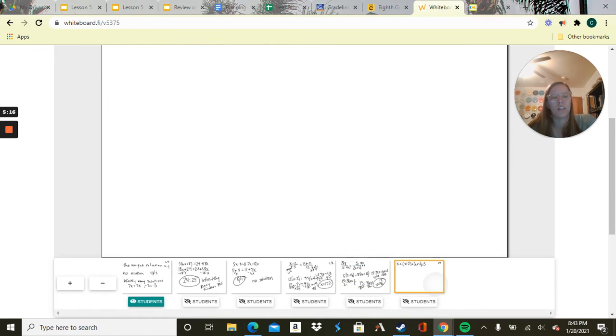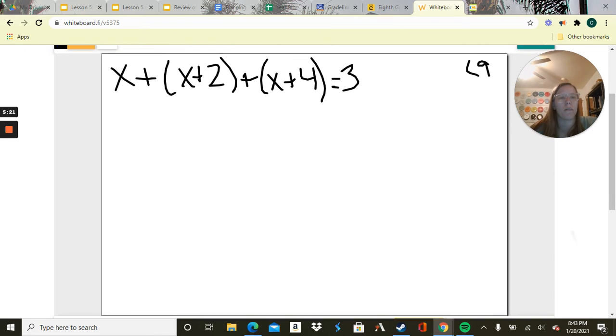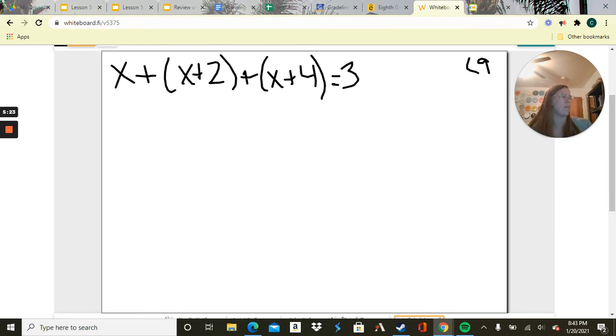Okay. Last but not least, we had lesson 9, which was an application of linear equations, so using them in real life. I'm going to read you what the problem is. I already wrote the equation for it, so 1 second. Thanks for being patient. All right, so it's 3 consecutive odd integers have a sum of 3. What are the numbers? So 3 is our sum.